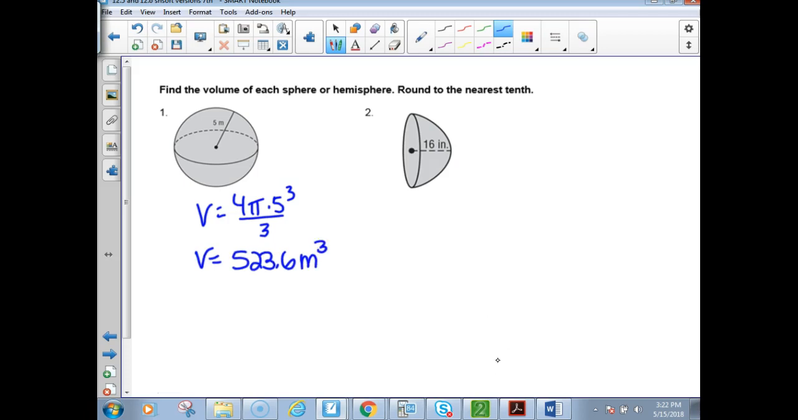You think? All right, 2. We got volume. Now this time it's half of a sphere. So we're going to have to do 4 times pi times 16 cubed divided by 3. And then after we type all that, we'll hit divide by 2.